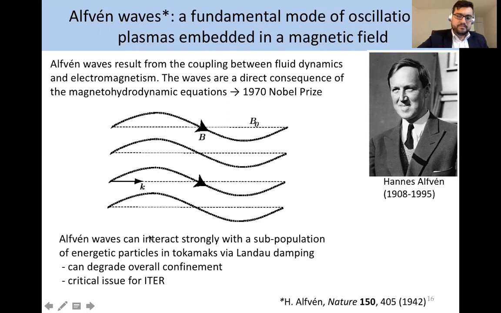The big problem with those waves is that they can strongly interact with the subpopulation of highly energetic particles, for example, the alpha particles, via a mechanism called Landau damping that I'll show in the next slide. That not only can seriously degrade the overall confinement of plasmas, but also can be a critical issue for the nominal operations of ITER.